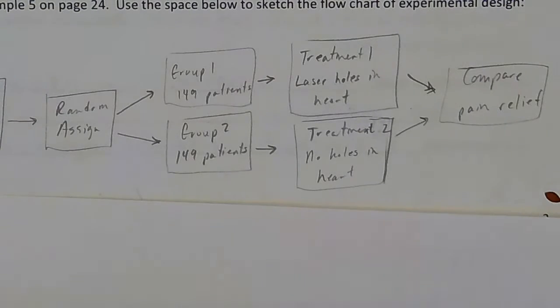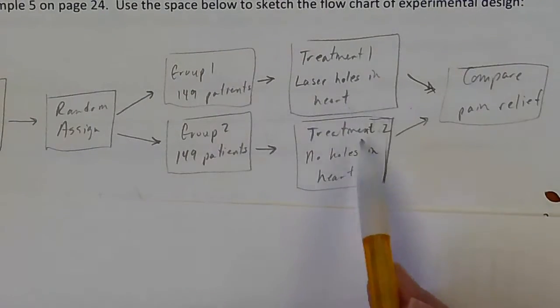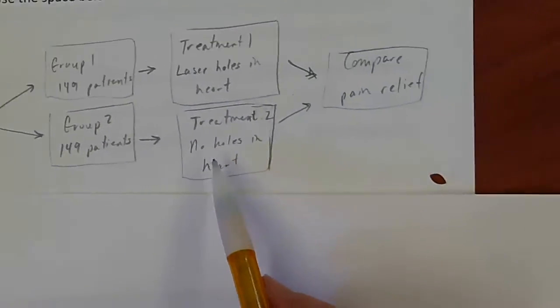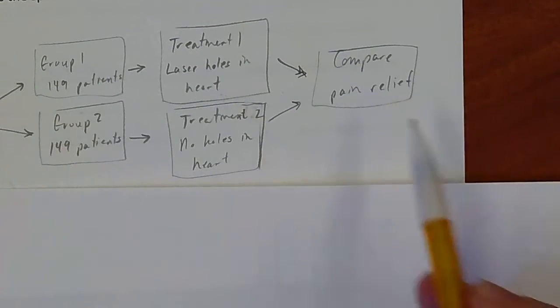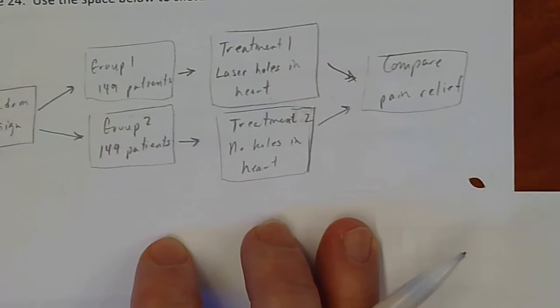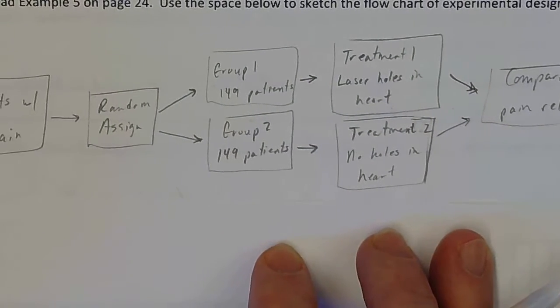And that could be the case. All right, so this is just kind of the basic design of most randomized experiments with some type of control group or placebo group, okay? And then what you do at the very end, you compare the pain relief. That's the variable you're looking for. Compare it at the end. All right.